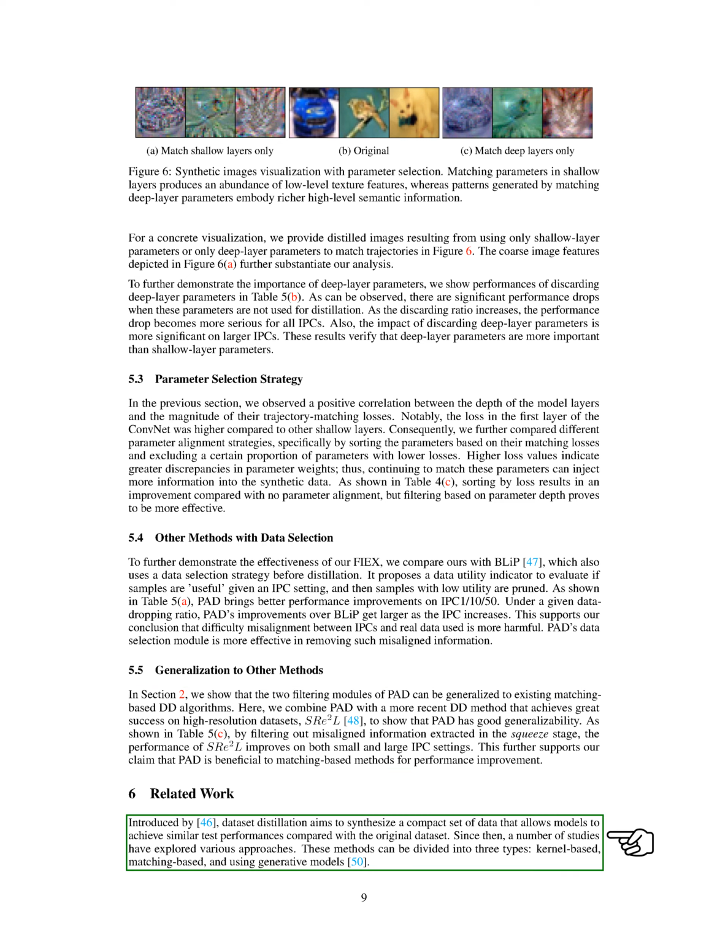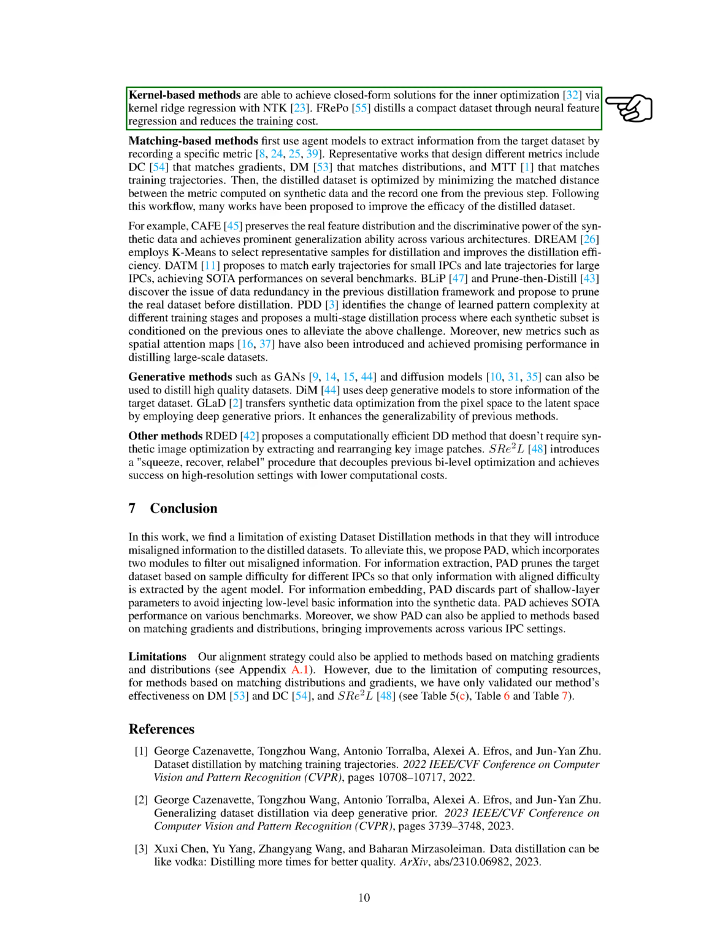In the related work, we note that dataset distillation aims to create a smaller dataset that allows models to perform similarly to those trained on the original dataset. Various approaches have been explored, which we categorize into three types: kernel-based, matching-based, and generative models. Kernel-based methods achieve solutions through kernel ridge regression. For instance, FRePo creates a compact dataset using neural feature regression, reducing training costs.